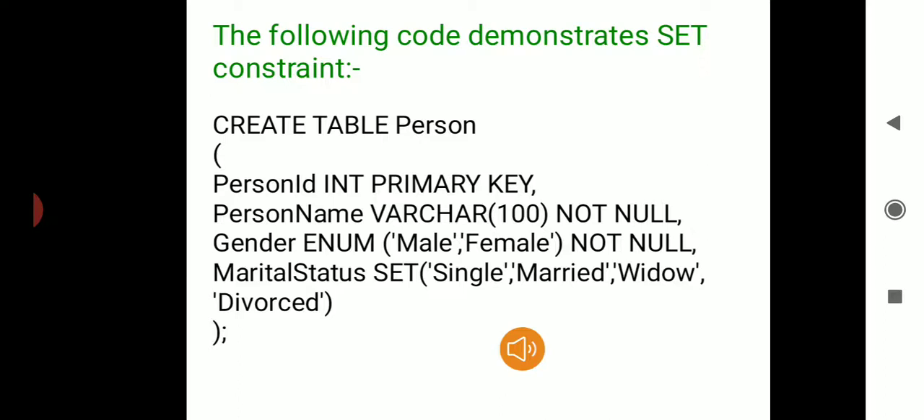If single is chosen from the domain, then marital status will be equal to single, or else if married is chosen from the domain, then marital status will be equal to married. Same is the case with widow and divorced. That's all about this set constraint.